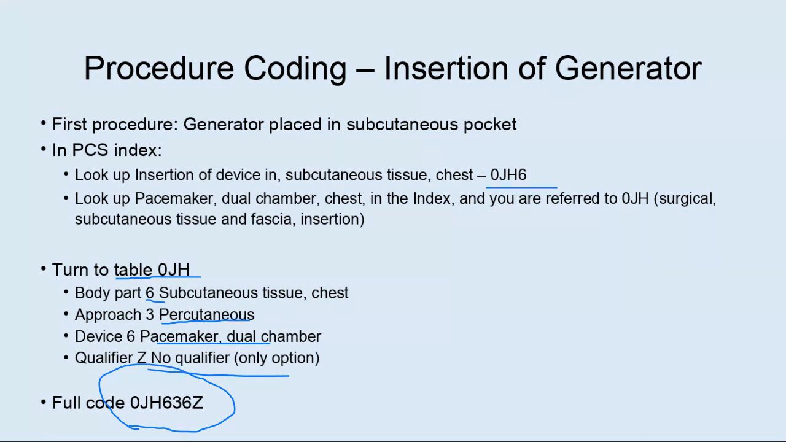Don't be thrown off by the fact that the table 0JH is continued onto 2 pages. So you go through the first page of insertion, you go, it's not here, it's not here. Sometimes the table will continue on to another page, and that sometimes throws people. So putting it all together, we have 0JH636Z.